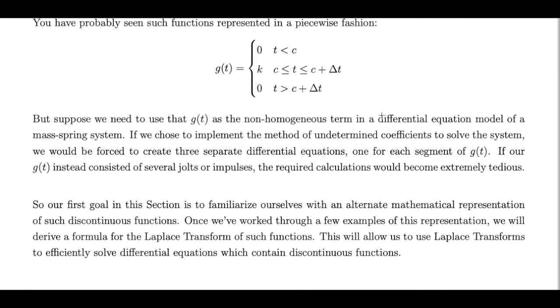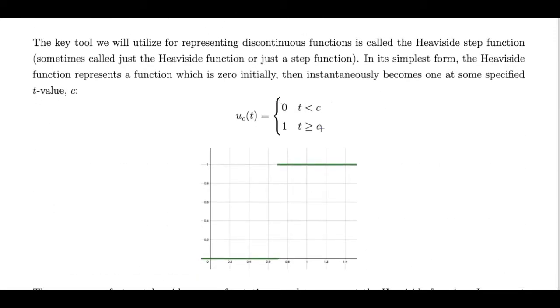Let's get started. We start by introducing a notational tool that enables us to write piecewise defined functions in a concise, efficient way. This tool is called the Heaviside step function. Sometimes it's just called the Heaviside function, or sometimes just the step function. And in its simplest form, the Heaviside function has a value of 0 up until some critical t value. Here we have it labeled c. And then at t equals c, the function instantaneously jumps up to a value of 1.